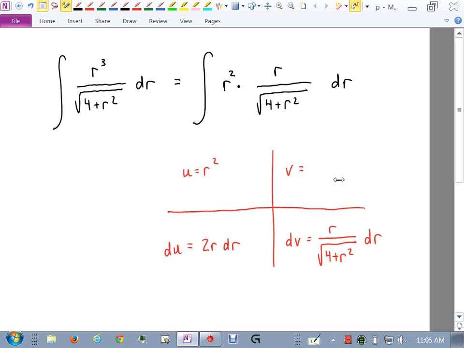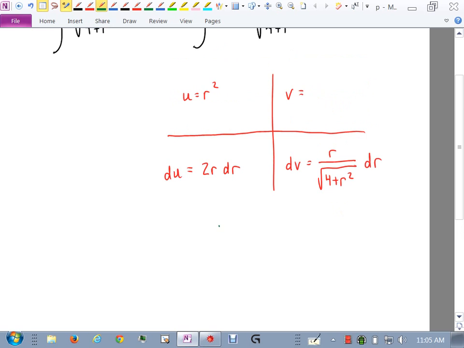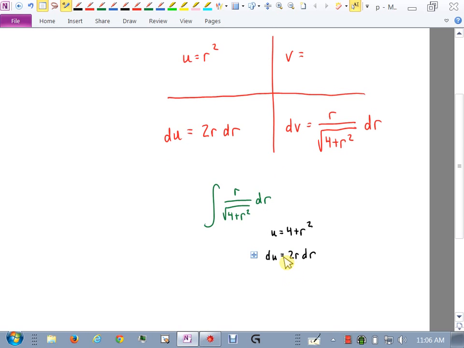And then over here going up with this, I think I'll do that as scratch work right below it. I'm trying to find the antiderivative of r over the square root of 4 plus r squared dr. That's what it means to go from dv up to v. I need the antiderivative. So I'm going to do a little basic substitution here. I'm going to let u be 4 plus r squared. Then du would be 2r dr. Follow? Do I have 2r dr here? I have r dr, so I'll have to multiply both sides by 1/2.